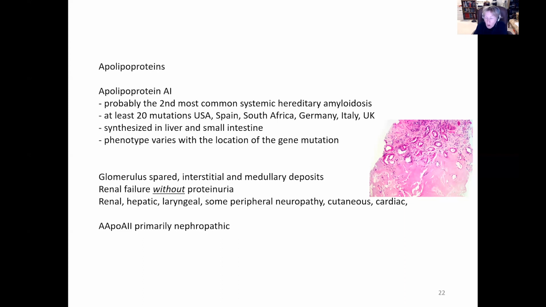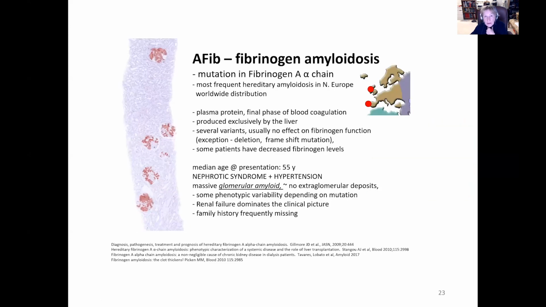Now, there is no specific treatment available at the present time. Kidney transplantation has been done with reasonable results, but it is important to diagnose these patients, to sequence. Phenotype varies with the location of gene mutation. There are associated phenotypic abnormalities which need to be addressed. There is also ApoA2, which is primarily nephropathic, and then others which are much rarer.